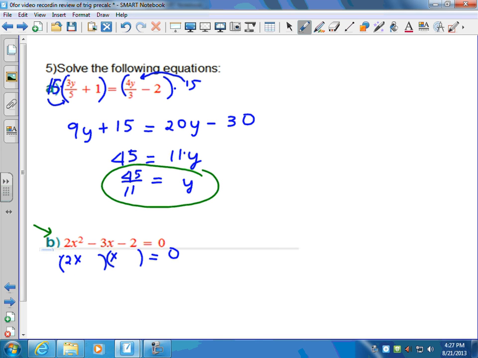And the last terms when multiplied should be negative 2. Let me start it this way: negative 2 times positive 1, and check the middle term. So plus 1x minus 4x will give you indeed negative 3x.